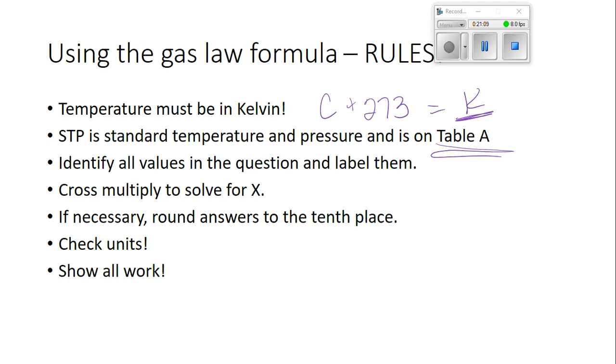If necessary, round your answers to the tenths place. We can try to use sig figs. Sometimes it works out for us to use sig figs and sometimes it doesn't. Always check your units and always show your work.